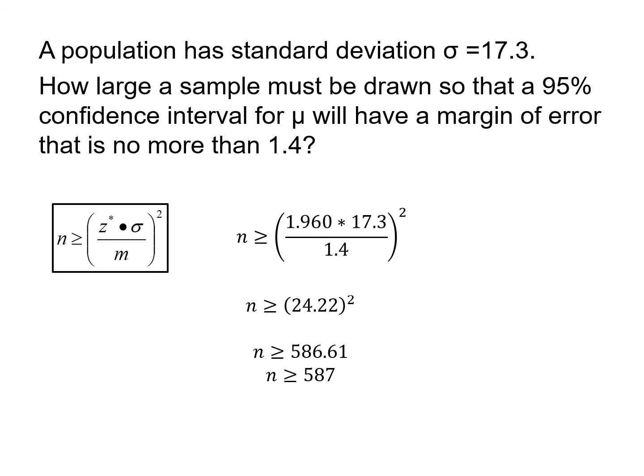Now, remember, when we're talking about a sample size, we're usually talking about either people or things. You can't have 0.61 of a thing. So we just round up. No matter how small that decimal is, you round up to the next whole number. In this case, n has to be greater than or equal to 587. So these are the two types of problems you're going to see. You have to make the confidence interval, and you will have to find the sample size.